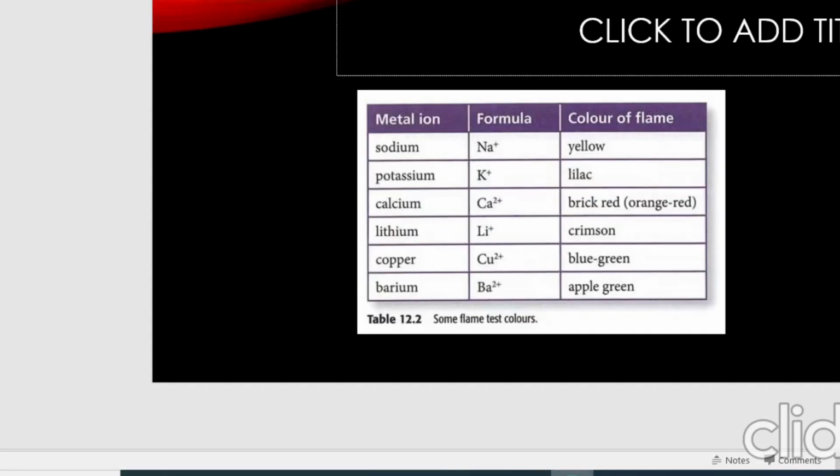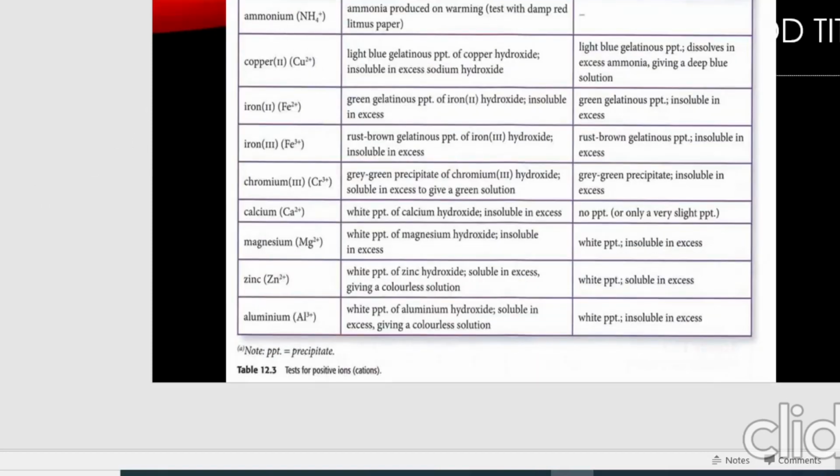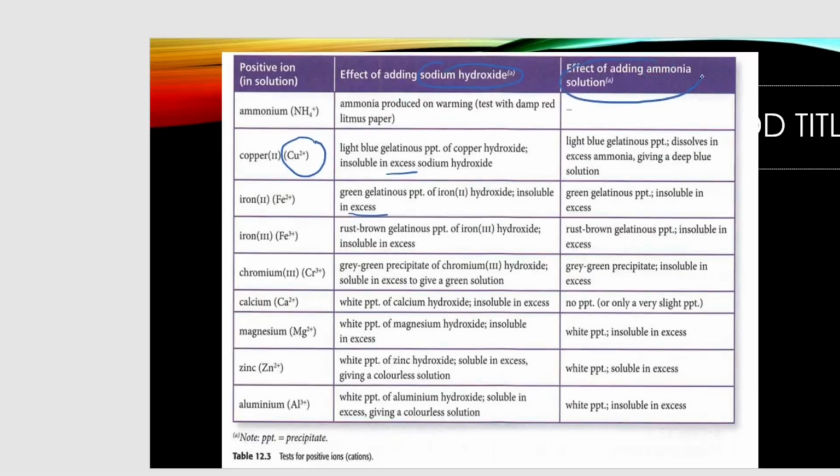We will go to the book here. You can see here all the positive ion tests are given. This picture is taken from the book, and from here you can learn all the positive ion tests with sodium hydroxide. First sodium hydroxide and then in excess. Each salt you will learn with the excess, and then you will learn with the weak alkali, that is ammonia, ammonium hydroxide or ammonia solution.